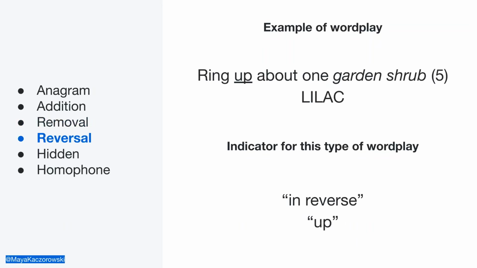A reversal tells you to flip a word, or a part of a word, to get another word. Wordplay for ring up about one garden shrub tells you to look for a reversal because of up. We find a word for ring, call, and then insert a word for one, in this case letter I, and then you read it backwards and you get lilac.